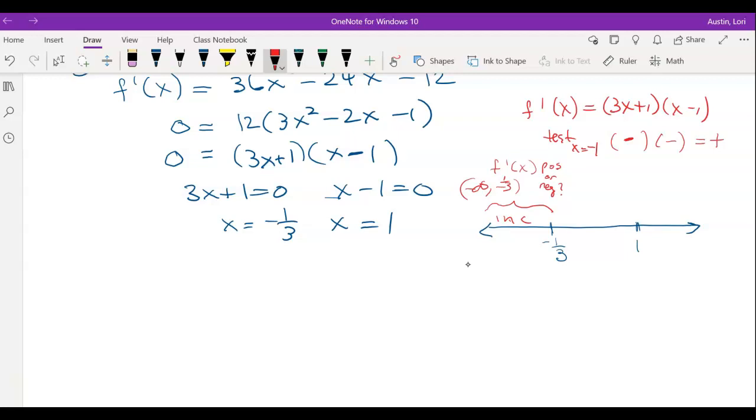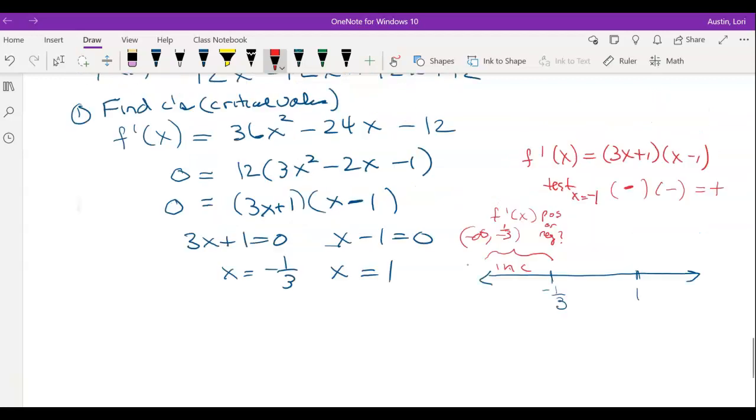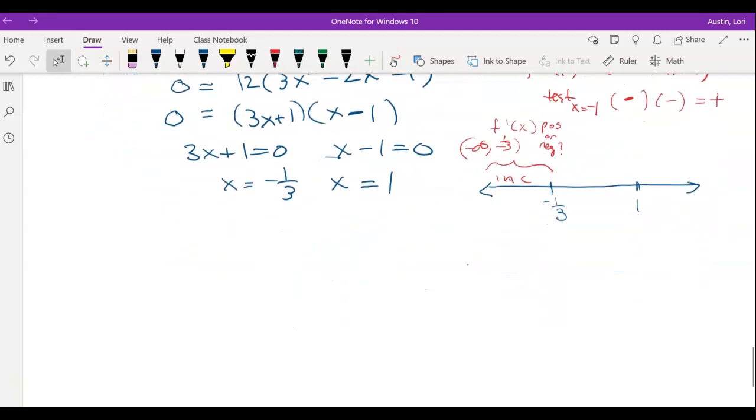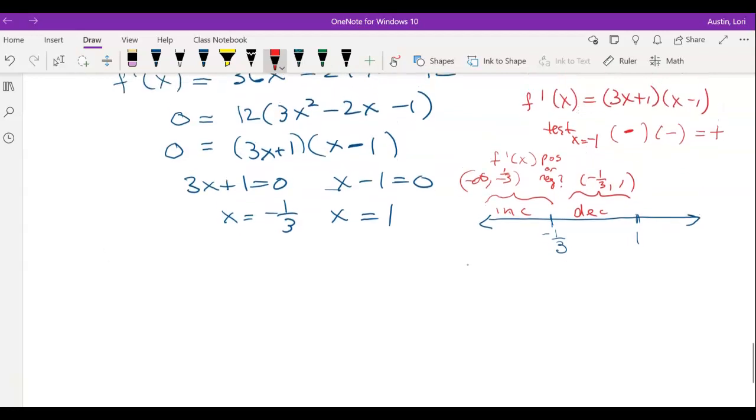0. You plug in 0, you are going to get a negative. And my last interval, plug in 2. Are you going to get negative or positive if you plug in a 2? Well, 2 times, that's going to be positive. It's going to be positive, positive, positive, right?